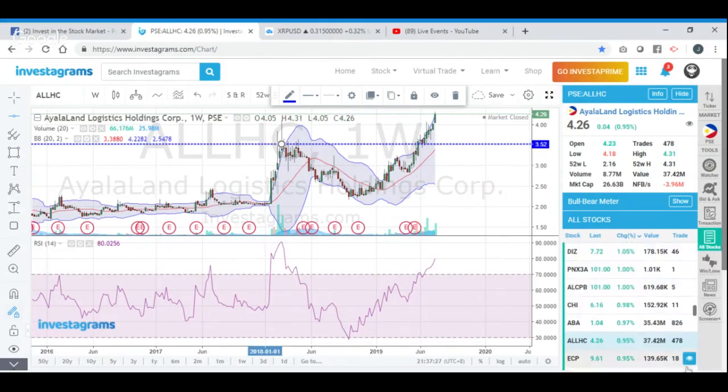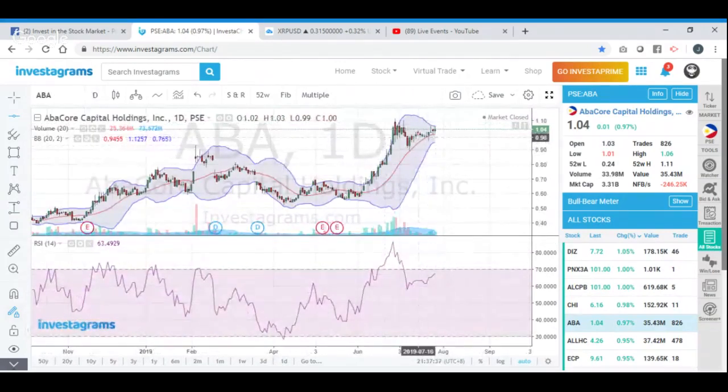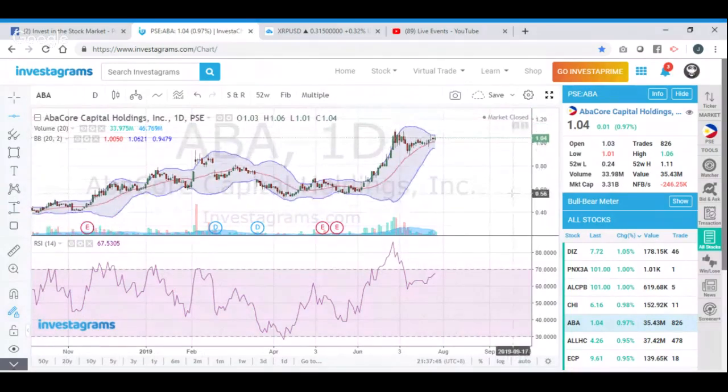Next, ABA. ABA is trying to create the support. Okay, we're looking at the weekly chart, but looks like yes, there is. It has bounced in the MA20 line, and it's trying to create a support in this line. But look, be extra careful at the same time because it might retrace because it has been on a steady upward trend in the past few days.